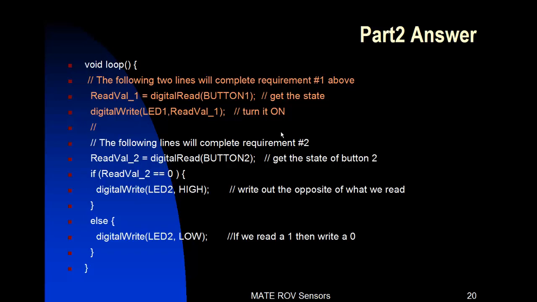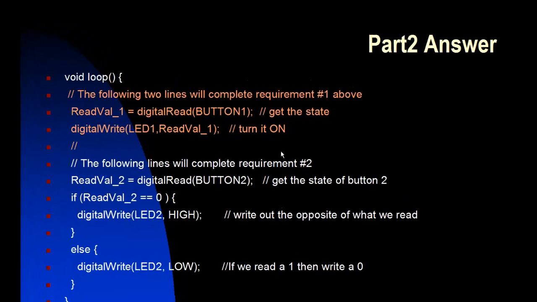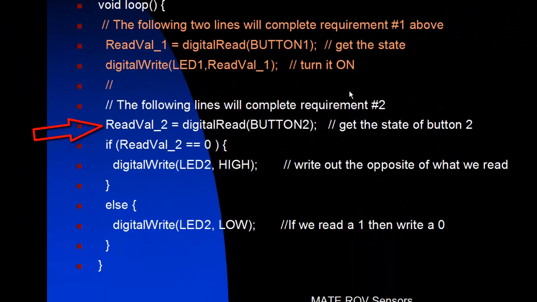Start off here and I'll assign the result from digital read of button 2 into read val underscore 2. Then I'll go test it. So if read val underscore 2 is equal to 0, which means the button's being pushed, we're going to turn the LED off, so we'll do a digital write to LED 2 and set it high. So that's going to be the opposite of what we read.